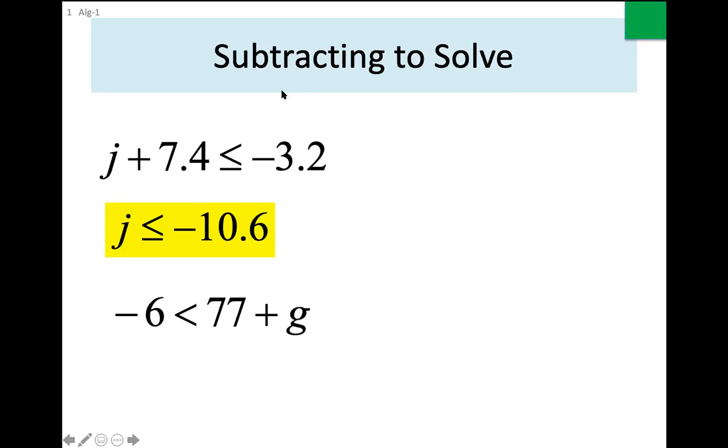All right, but it is an inequality, so we have to graph our answers. So let's see, closed circle, shade left. I don't usually say J, I say the solutions are smaller than or equal to negative 10.6. So the numbers that are smaller than negative 10.6 live to the left. It's a closed circle because of the less than or equal to symbol. And there you go.